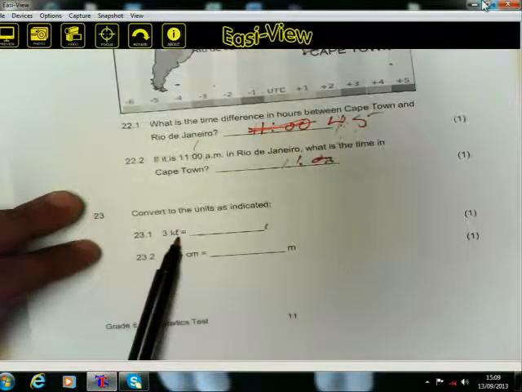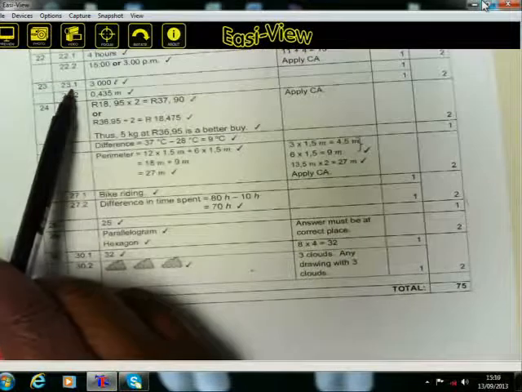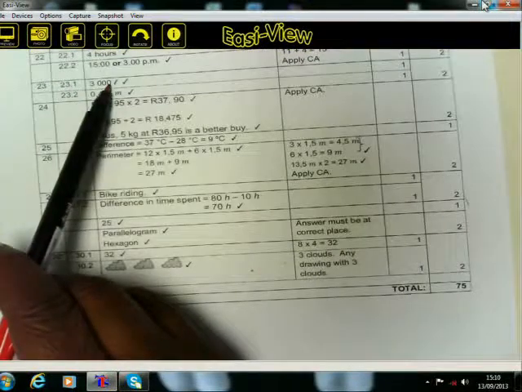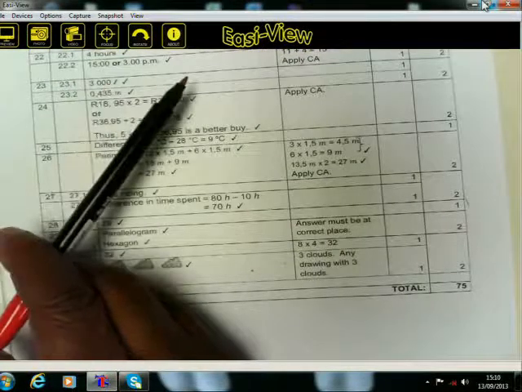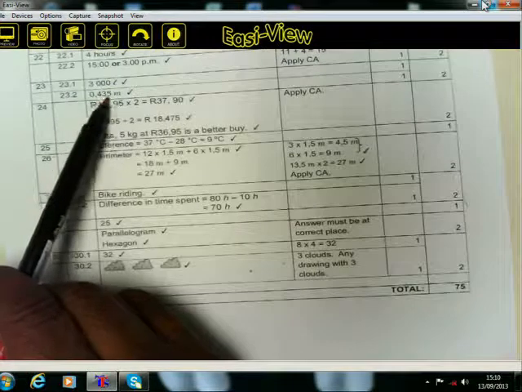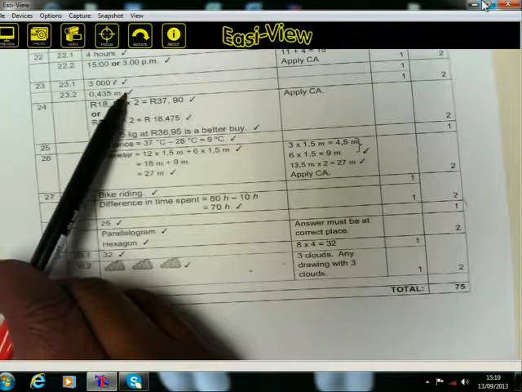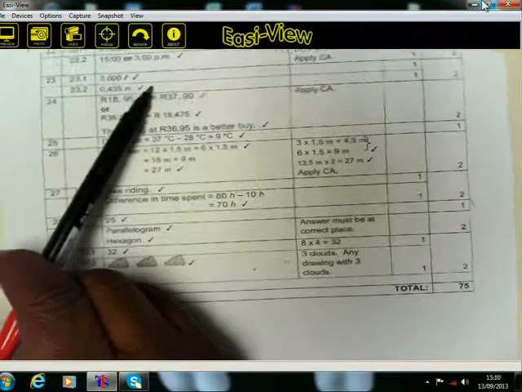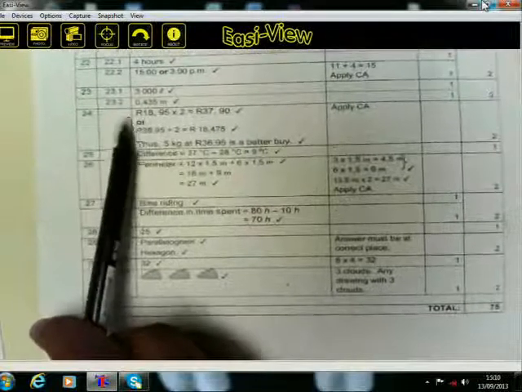23.13 kiloliters is equal to, let's look at the memo there. Simple, that one is 23,100 liters. It's 1 mark. And then the second one is 0.435 meters. It's 1 mark. It means it must be like that. No other answer. Okay, let's come to this one.